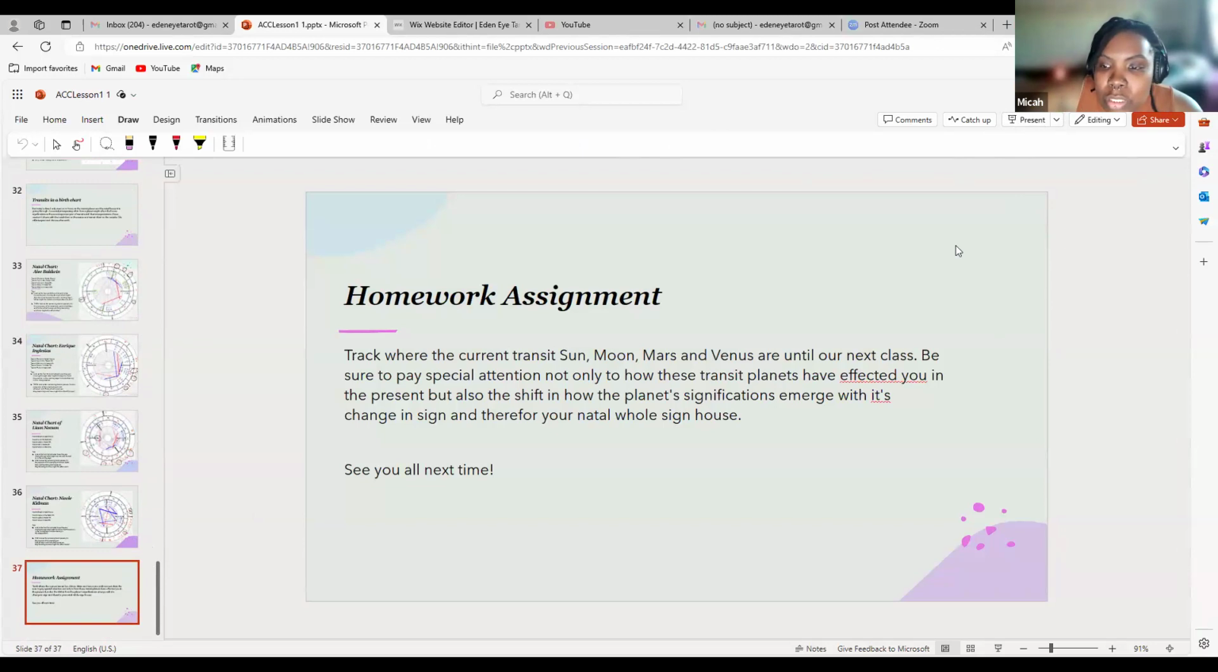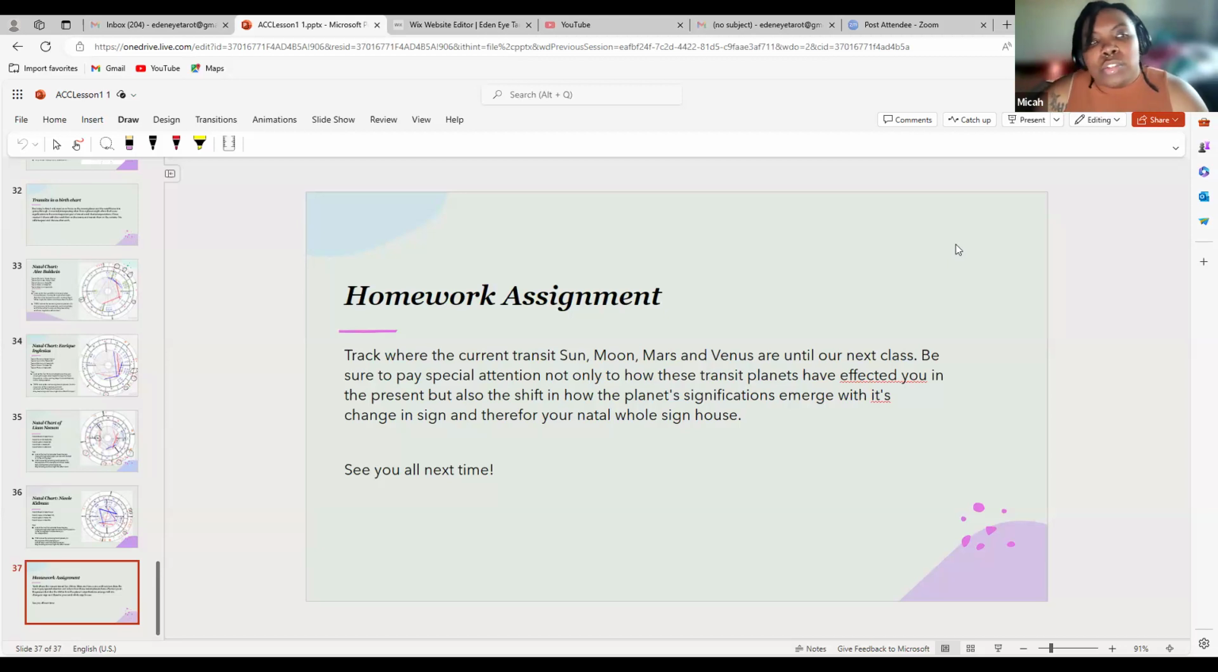Since we weren't able to get through everything, I only really want you to track when, like Mars is moving into Aries on the 20th, no, it's not the 25th, because that's when Mercury finishes his retrograde. I think it's on the 22nd.